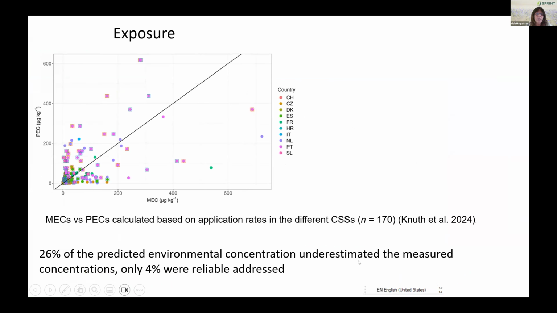What we then did, we tested PEC and MEC, measured environmental concentrations and predicted environmental concentrations that are used by the FOCUS models of the EFSA. So we found that only 4% were reliably addressed. 28% of the predicted and measured environmental concentrations were higher than the predicted ones, and about 70% were lower. So that means if we only come up with 4% reliable concentrations, it would be very important to calibrate this approach of the FOCUS or PEARL model with real field data.